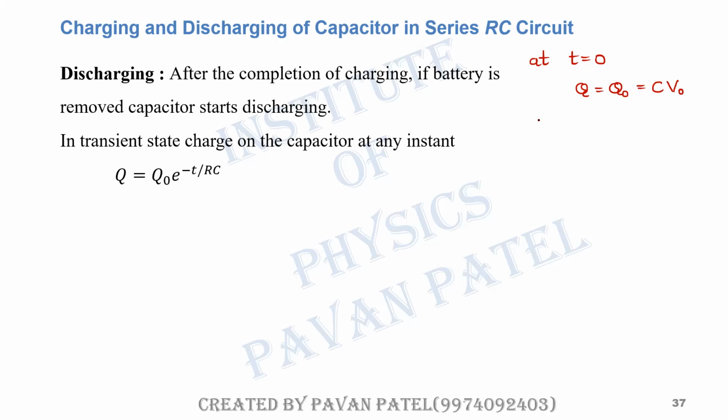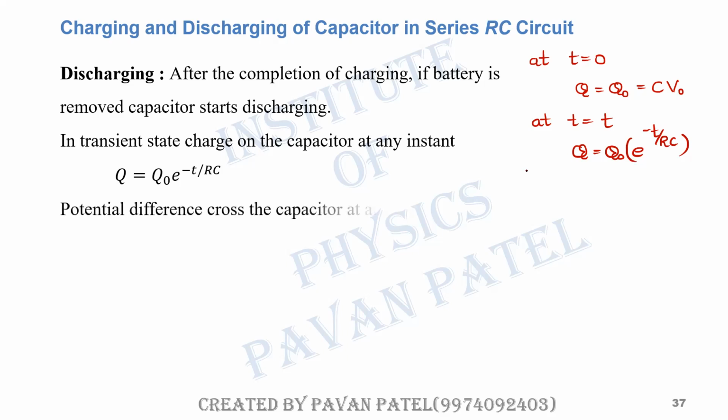That was the final charge on the capacitor during the charging process, and that is the same charge on the capacitor initially during the discharging process. So Q = Q0, right? And at time t, the charge Q = Q0 e^(-t/RC). The potential difference across the capacitor at any instant will be the same form: V = V0 e^(-t/RC).